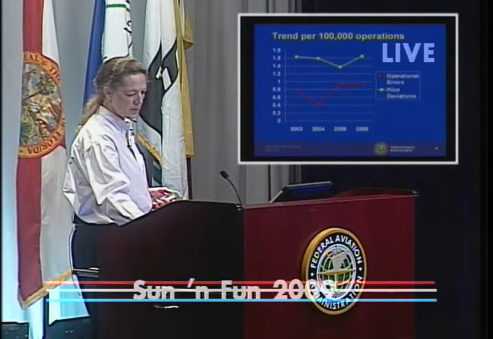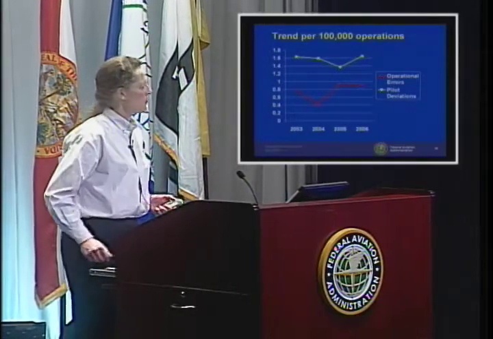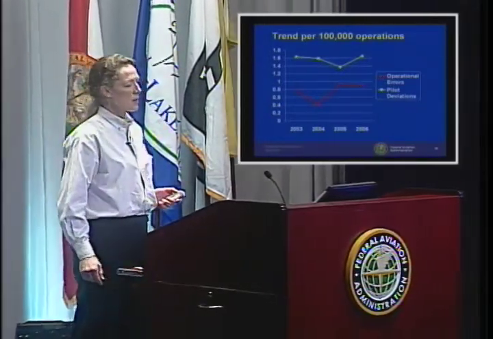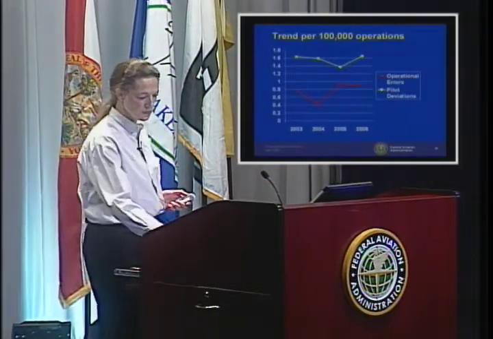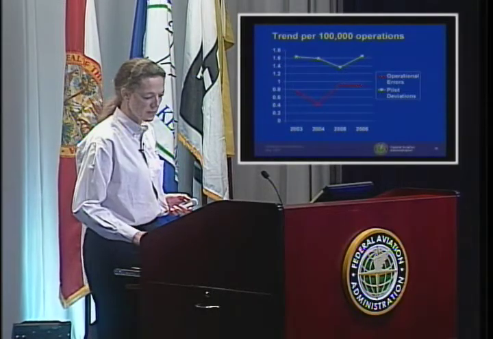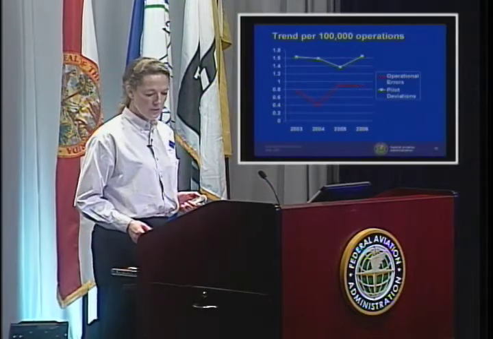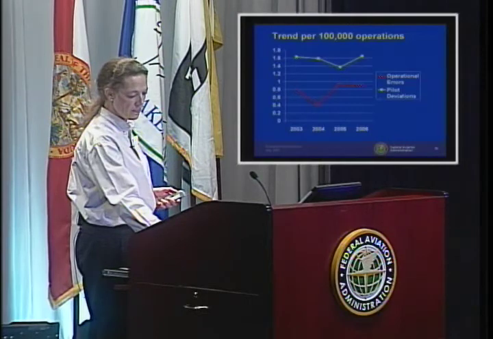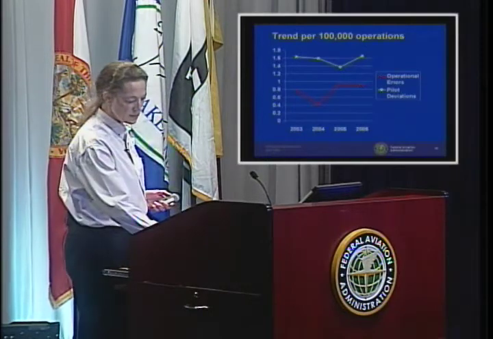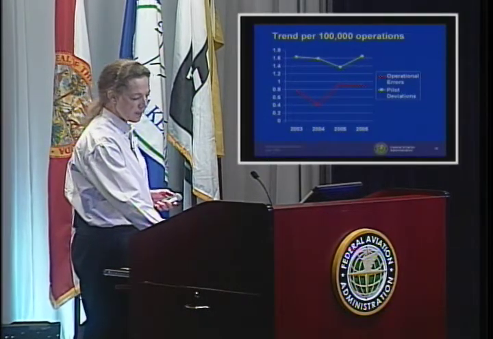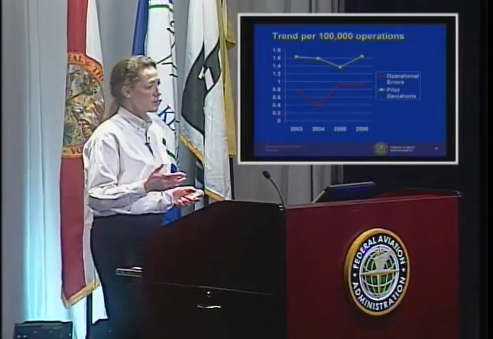Here we see the trend per 100,000 hours of operation. The FAST team is looking to reduce the pilot deviations by 10%, from 350 to 315, by the year 2009. This trend includes the runway incursions and deviations. The special flight rules area is covered under Part 93, and we talked about the operating rules of 91.123 as well.